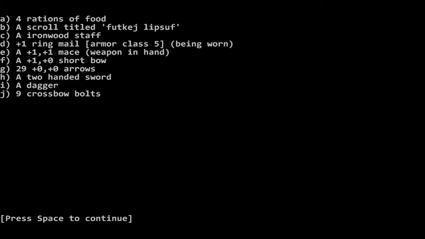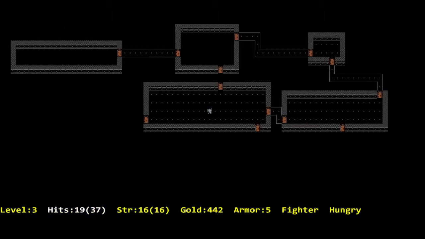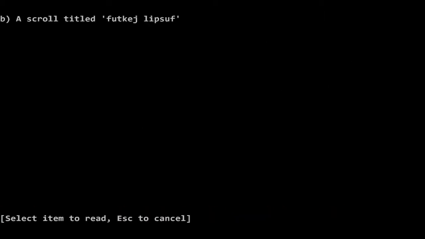We have found another scroll. And we have found crossbow bolts. We can throw them or shoot them. I never use bows or crossbows or anything like that in this game. I just throw the ammunition. I don't know. I've never gotten the hang of how to use ranged weapons in Rogue.